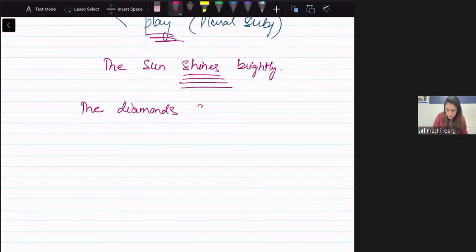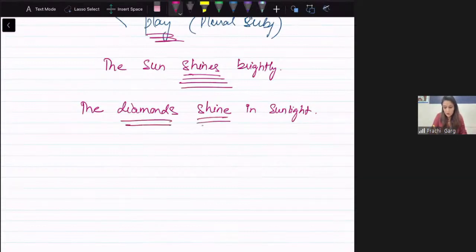The diamonds shine in sunlight. Okay, the diamonds shine in sunlight. Just a frame example. Now diamonds is a plural subject. Yes. So we use a plural form of verb.